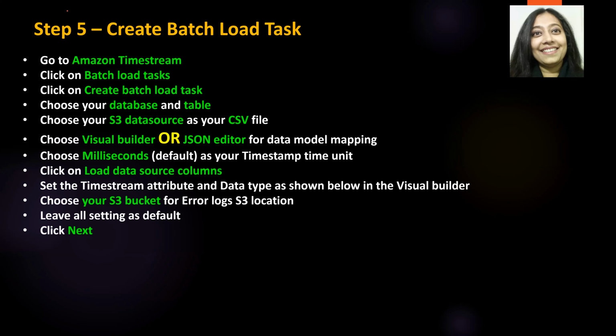Step 5. So now what we are going to do is go ahead and create a batch load task. So again, we are going to go to Timestream, go to batch load task, create a task over there, choose our database and table, choose our S3 data source and our CSV file. And then we are going to choose either Visual Builder or JSON editor for our data model mapping, right? The timestamp time unit for our data is going to be milliseconds. And then we finally click on load data source columns, and eventually the data will be loaded.